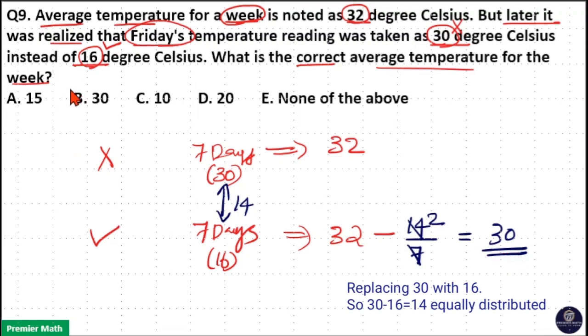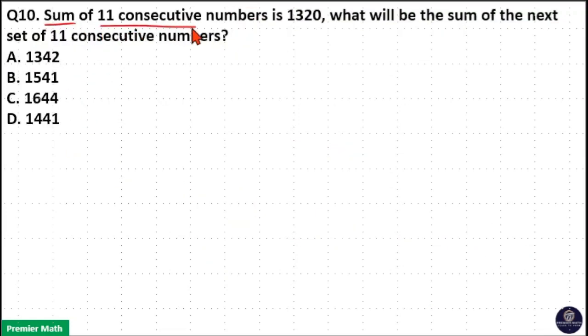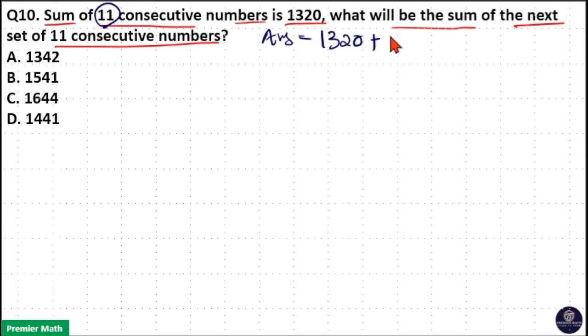Option B is your answer. Sum of 11 consecutive numbers is 1320. What will be the sum of next set of 11 consecutive numbers? Here, if you know the concept, the answer is just sum plus, that is 1320 plus 11 square. But you should know the concept first.